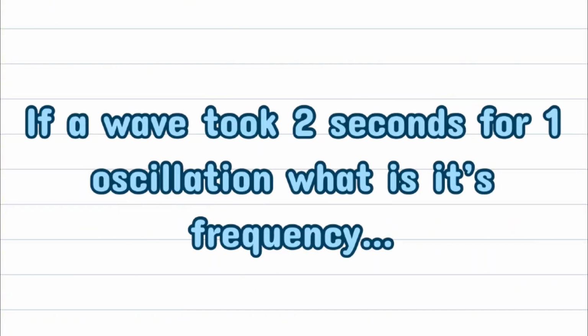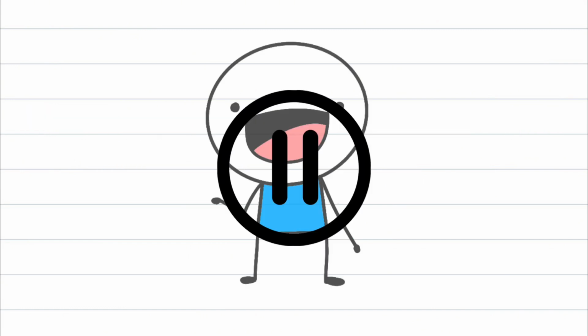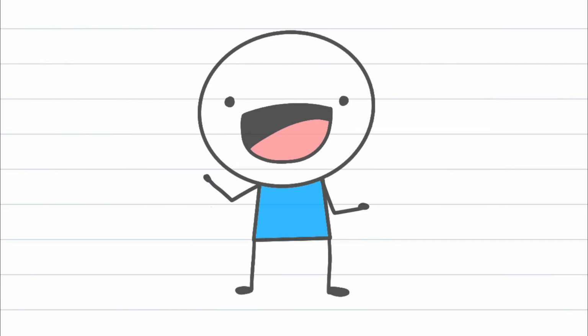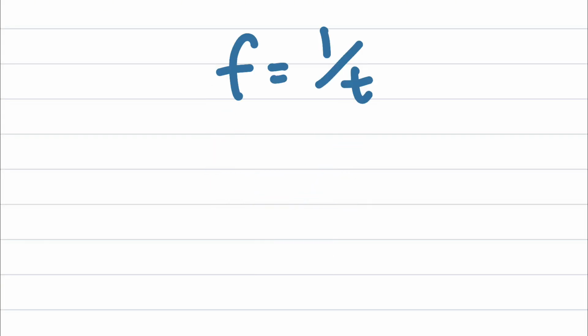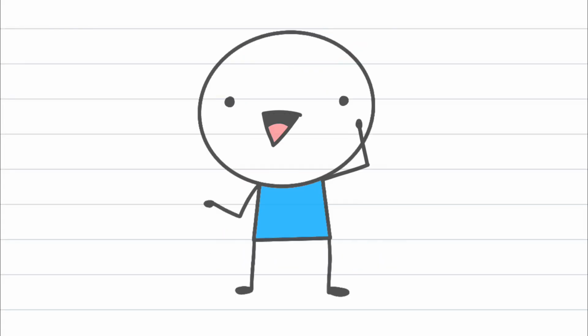If a wave took 2 seconds for one oscillation, what is its frequency? Pause the video and have a try. So this is pretty easy. Just use the equation F equals 1 over T. F would equal 1 over 2, or 0.5 hertz. Let's do a harder one.